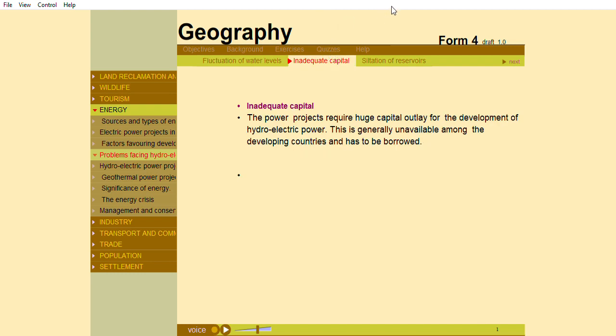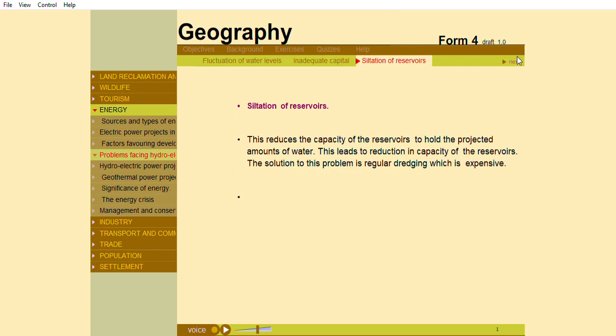Inadequate capital. The power projects require huge capital outlay for the development of hydroelectric power. This is generally unavailable among the developing countries and has to be borrowed. Siltation of reservoirs. This reduces the capacity of the reservoirs to hold the projected amounts of water. The solution to this problem is regular dredging, which is expensive.